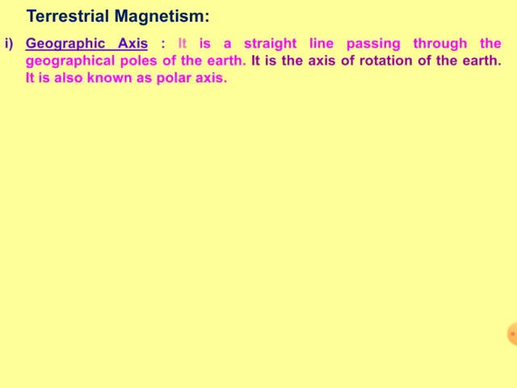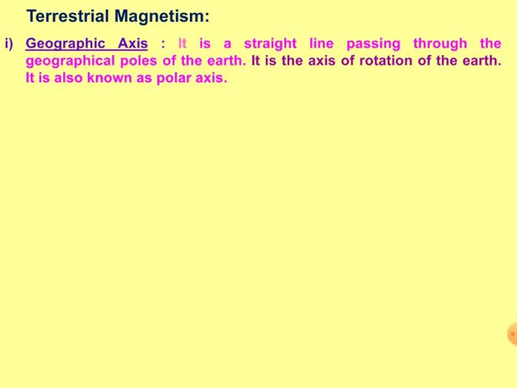Now let's see about terrestrial magnetism. Before knowing that, let's try to know some of the terminologies. The first one is the geographic axis. What is this geographic axis? The geographic axis is a straight line passing through the geographical poles of the earth.